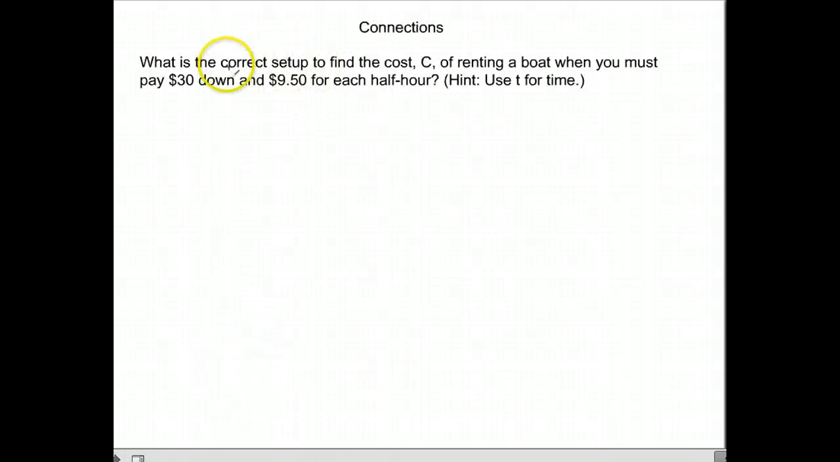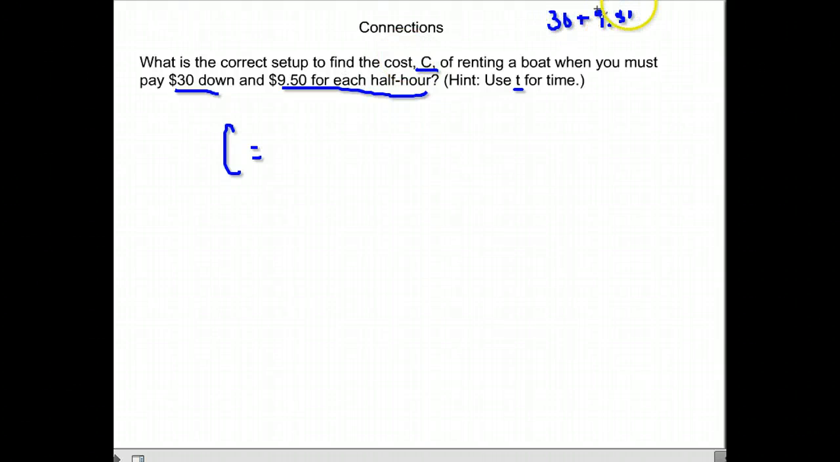Let's take a look at some connections problems. What is the correct setup for finding cost C of renting a boat when you must pay $30 down and $9.50 for each hour? They want us to use T for our amount of time. Okay, well, you could do trial and error here. You could say, well, what would be the cost of renting it for 1 hour? Well, it would be $30 plus $9.50.